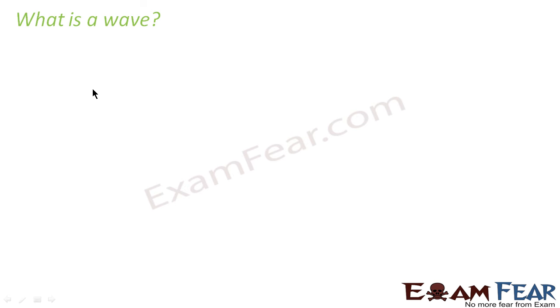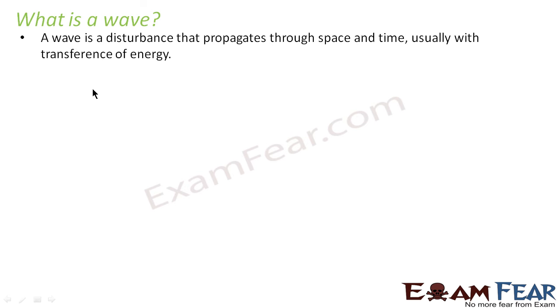Now that we have seen so many applications of waves, it is not only interesting but also very important for us to know what a wave is. So now we will start with what is a wave. How do we define a wave in physics? A wave is a disturbance, the most important term when you start studying waves. It is a disturbance that propagates through space and time, usually with transference of energy.